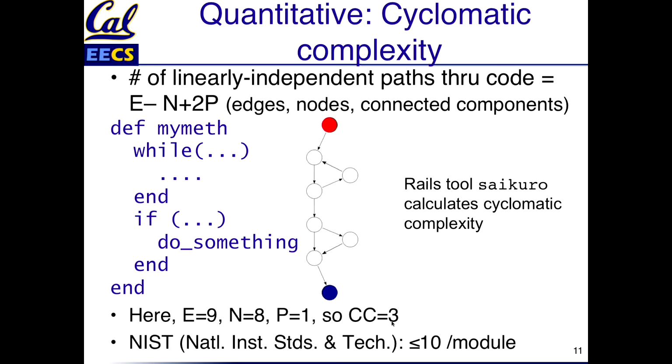And then once again, the National Institute of Standards has stepped in, defined what government contracts have to do, and it's supposed to be less than 10 per module. And again, in the Rails community, there's a tool, Saikuro, which calculates cyclomatic complexity for you. And so let's take a look at that first method we did, to go back.